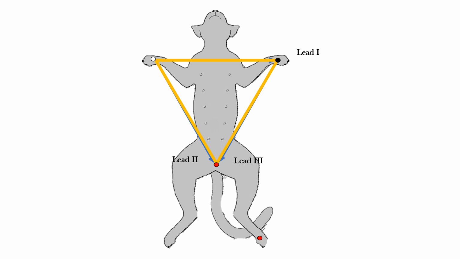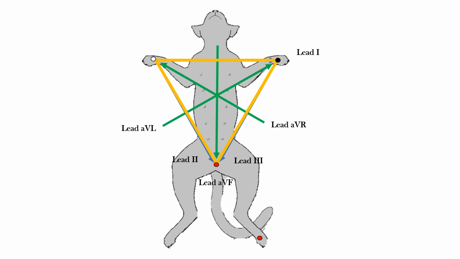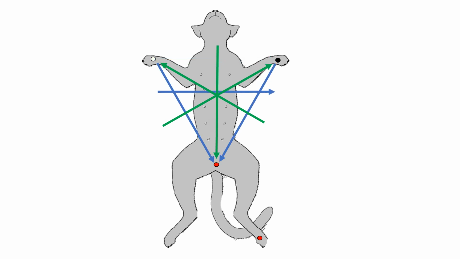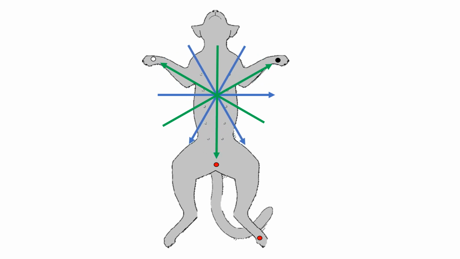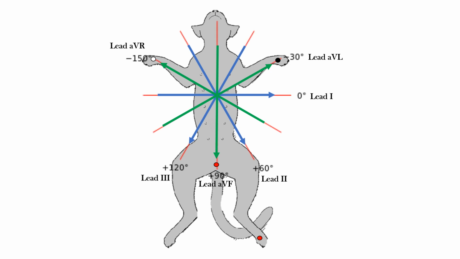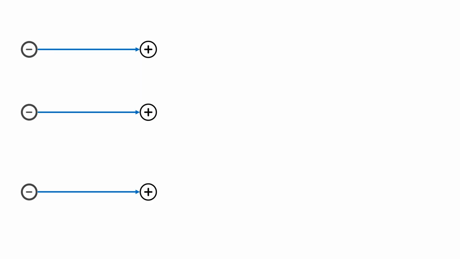There are also three augmented leads, AVL, AVR, and AVF, that run from the center of the triangle to each limb electrode, with the limb electrodes acting as the positive electrodes. Now that these leads have been plotted, we can superimpose them onto what's known as the hex-axial lead system, allowing us to visualize the flow of electricity, or the flow of depolarization, on a 360-degree axis.